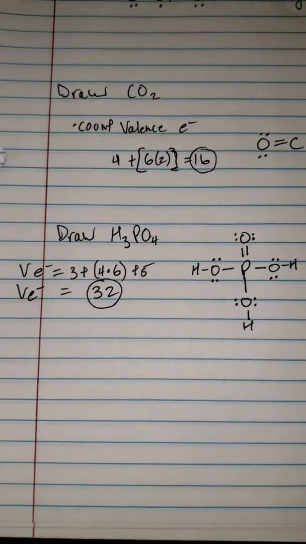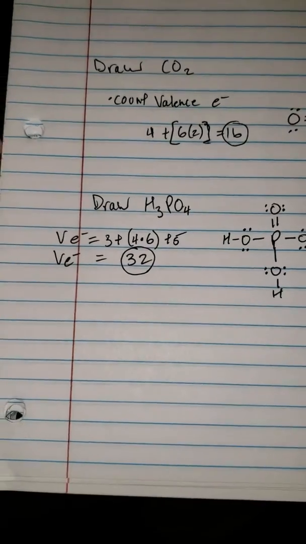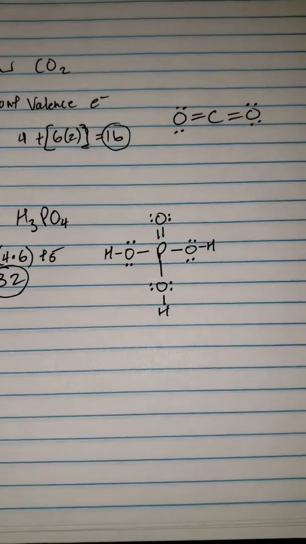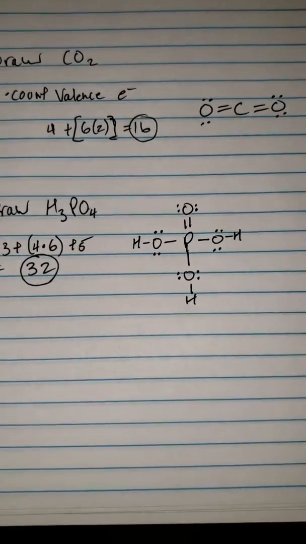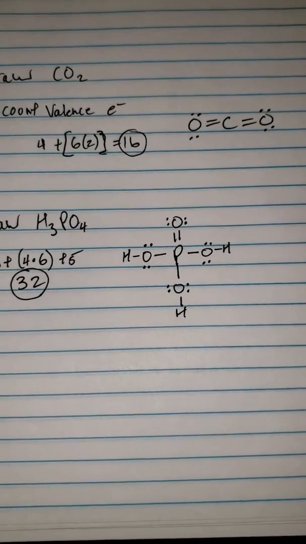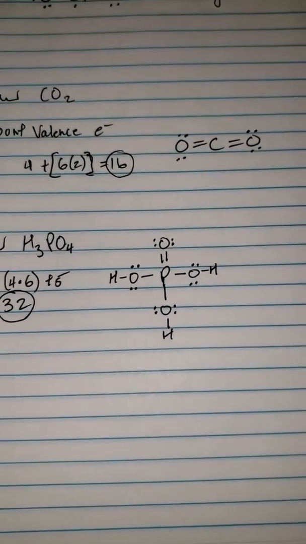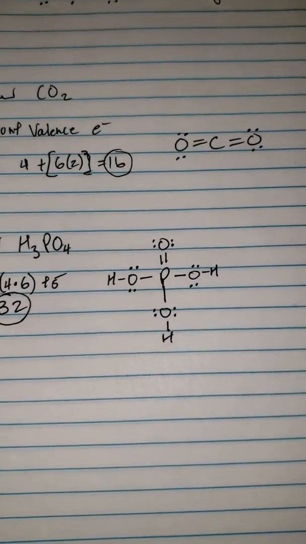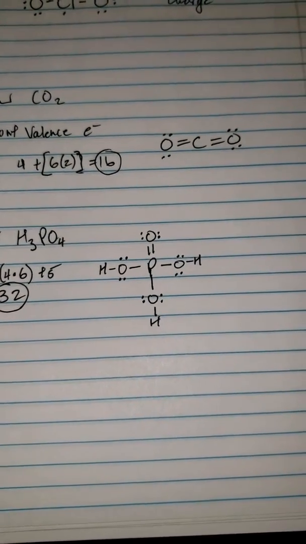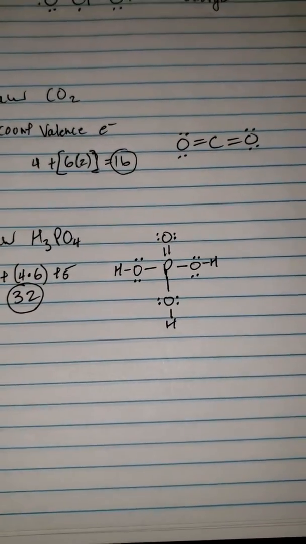draw H3PO4. So we count the valence electrons. We find that the valence electrons equals 32. And then we note that the 3 hydrogens have to be bonded to the oxygen, and then 4 oxygens bond to 1 phosphorus. The 1 oxygen will have a double bond, and we see the special rule come into play where an element breaks the octet rule, and it ends up having 5 bonds instead of 4.